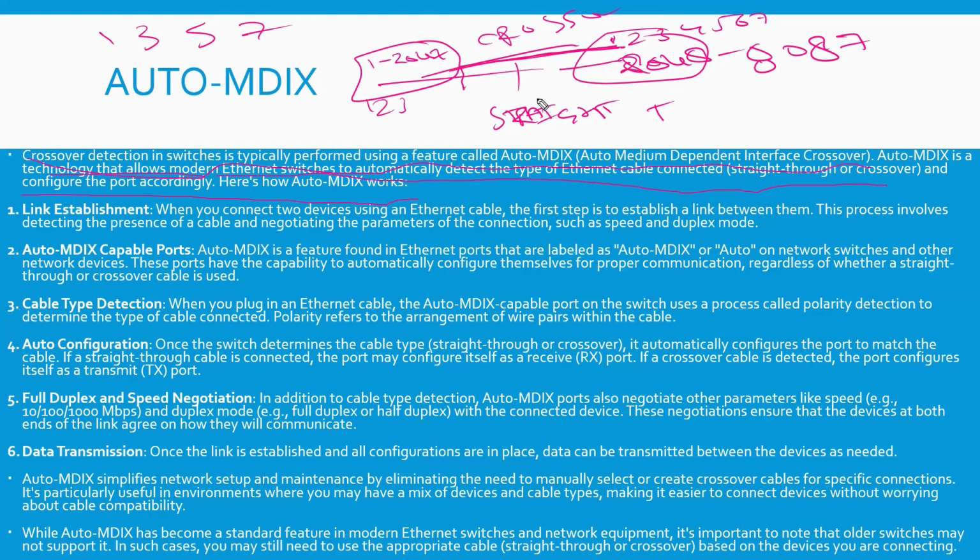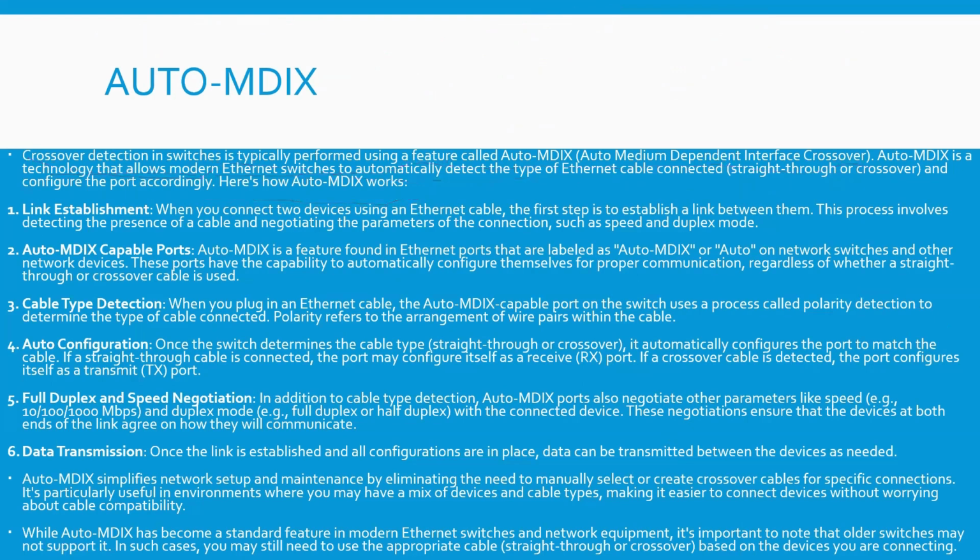Let's make it cross. So automatically a straight through cable becomes a crossover cable. Automatically, you don't need to do anything. Your switch will detect it. Okay, yeah, it's working fine. So it will just make it. So now let's go ahead here.